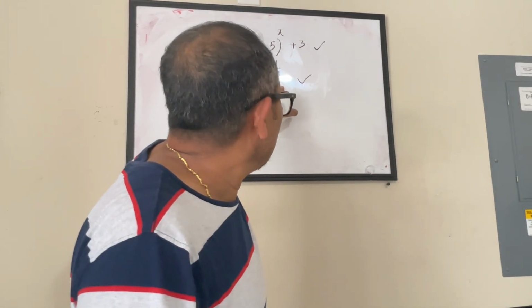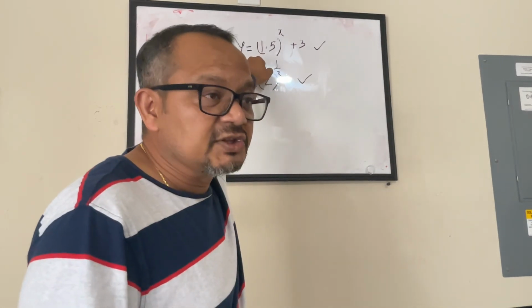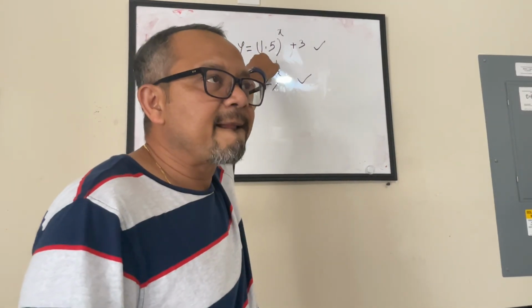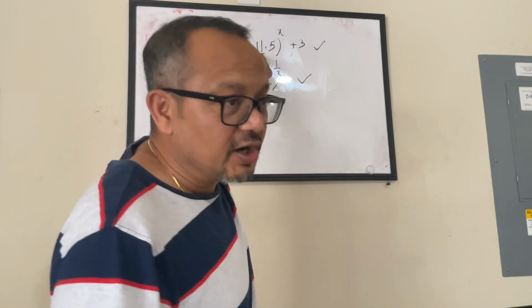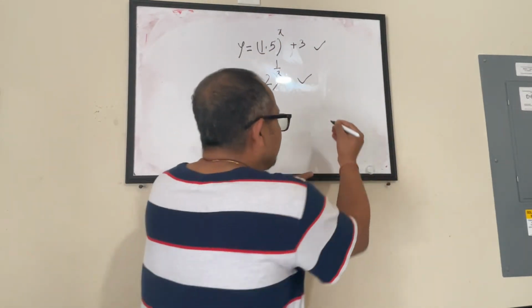Yeah. Let's talk about the first one. So this is increasing, right? Yeah. Why? Because it goes upwards. It goes upwards because this base is greater than 1. So simple thing, okay. Now look at this.